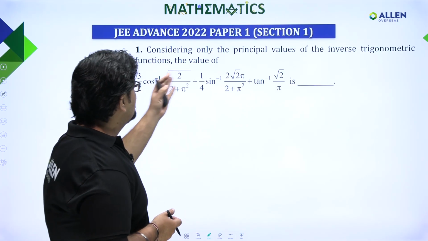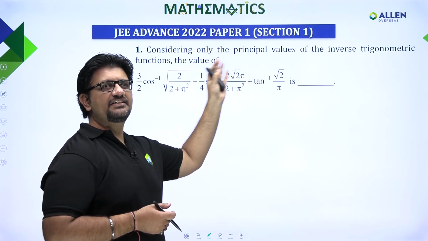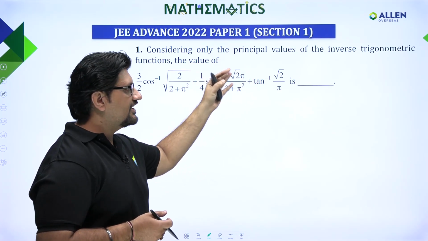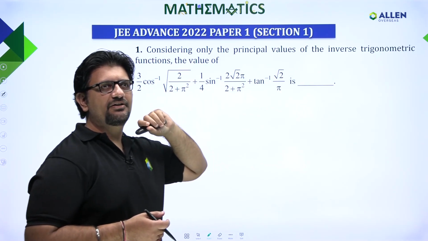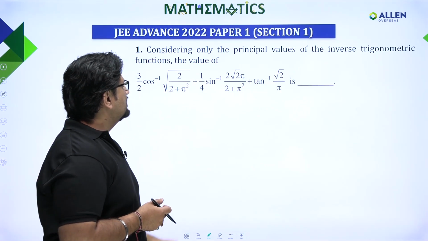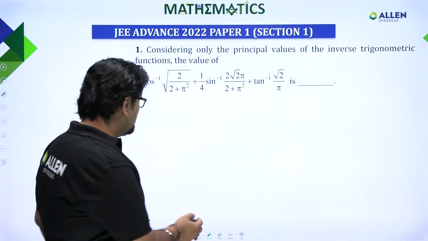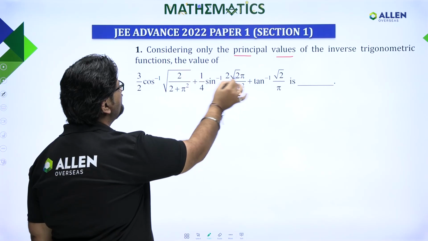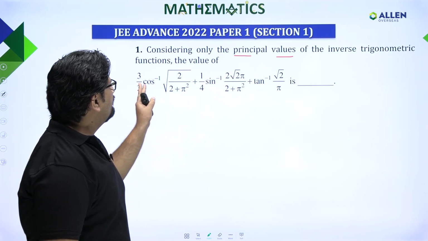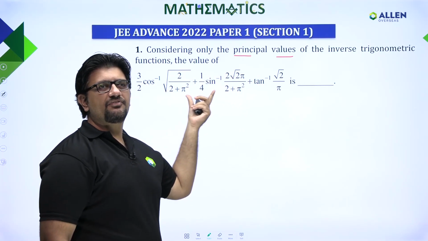So this is the first question, section 1, which is an integer type problem, and you have to give the answer in integers, either truncated to a decimal point. He is giving the question: considering only the principal values of the inverse trigonometric functions, find the value of this expression. We have to find the value of these inverse trigonometric functions.